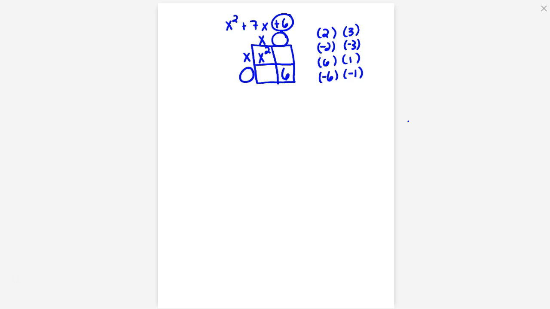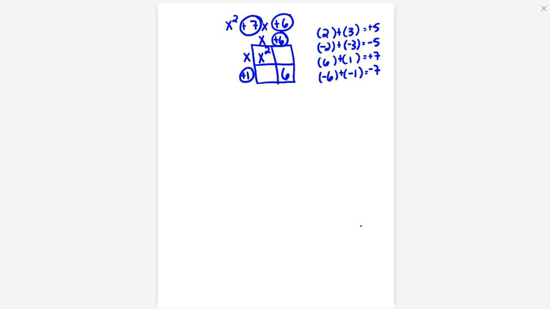So which one of those add up to be positive 7? 2 plus 3 is positive 5. Negative 2 plus negative 3 is negative 5. 6 plus 1 is positive 7, and negative 6 plus negative 1 is negative 7. So I'm looking for positive 7, so that means I have positive 6 and positive 1. So plus 6, plus 1.